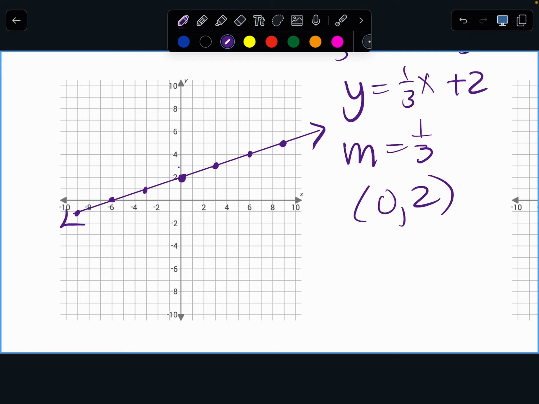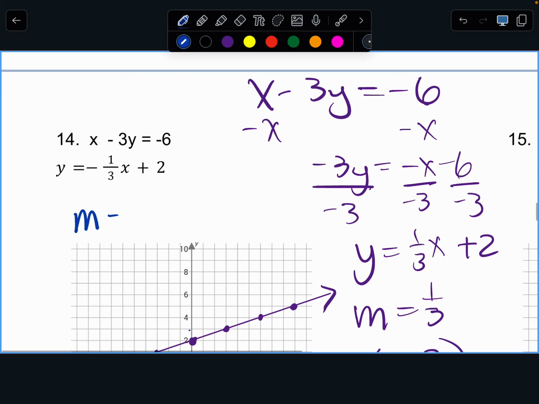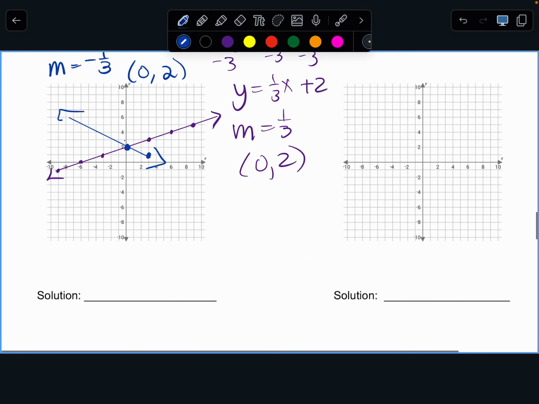There we go. And then the other line, the slope is equal to negative 1/3, and the point is 2. So I go to 2, down 1 over 3. They've already run into each other, so I just need to draw the line. So the point where they ran into each other is at the y-intercept at 0, 2.